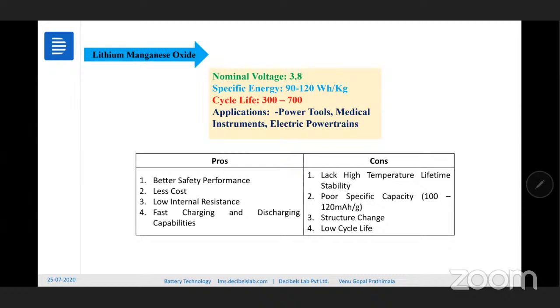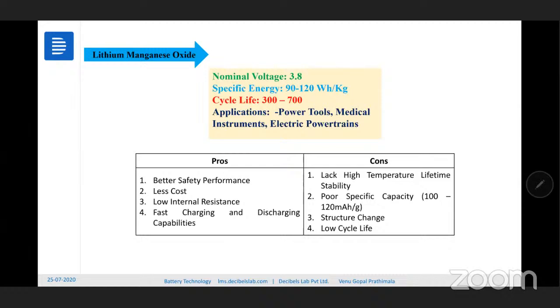If there is easy movement of lithium ions in the structure, it means there is low internal resistance in the cell. If you have low internal resistance, there will be low losses, right? That's the main advantage of lithium manganese oxide because of this structure. Because of the spinel structure, we have low internal resistance, and it has fast charging and discharging capabilities, which means it can discharge a high amount of current for a given interval of time. But coming to the cons, yes, it overcame the thermal stability issue, but at high temperatures the lifetime stability decreases. It doesn't have hazardous problems, but the stability of the cell, or the stability of the structure, decreases. That's the main problem with this.